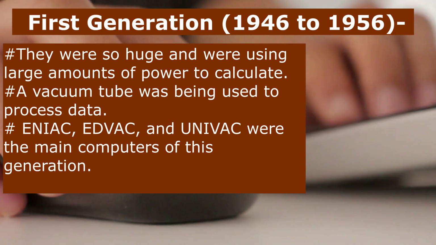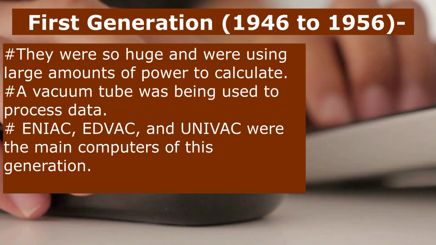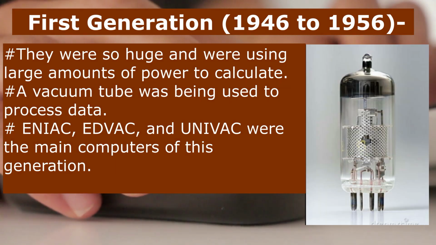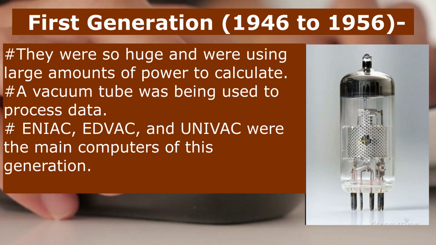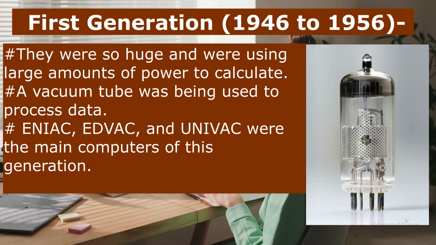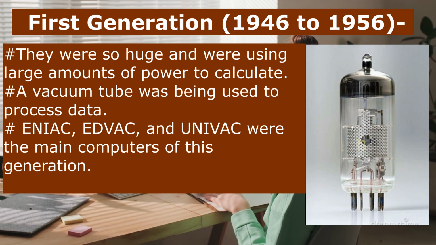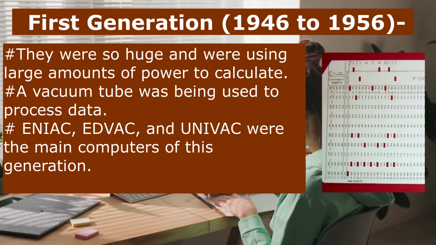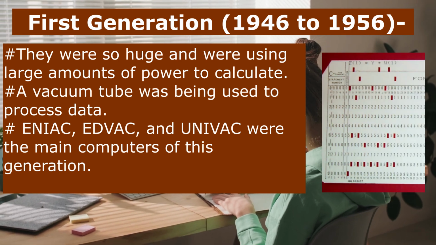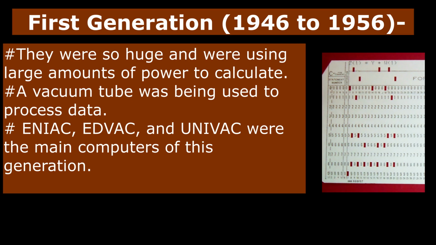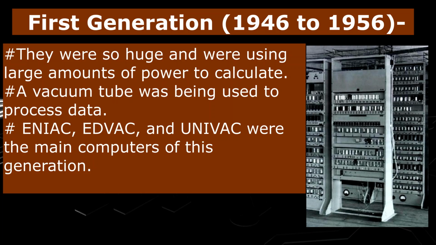They were so huge and used large amounts of power to calculate and store data. A vacuum tube was used to process data. This type of computer uses punch cards and paper strips to input data. For outputs, a printout was used. ENIAC, EDVAC, and UNIVAC were the main computers of this generation.